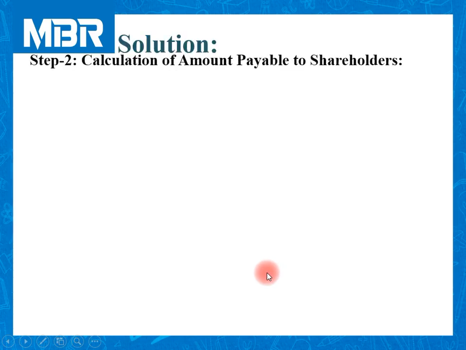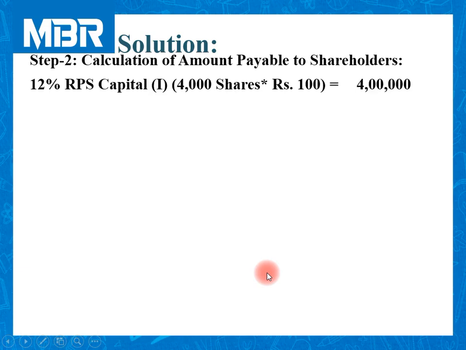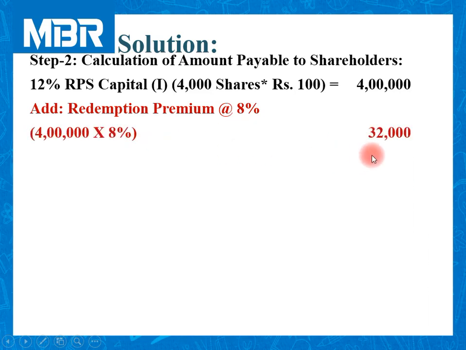Second, we need to calculate the amount payable to RPS holders. Let us start the calculation with 12% RPS capital. 4,000 shares are there, multiplied by 100 rupees face value. 4,000 multiplied by 100 equals 4 lakhs, plus RPS redemption premium as mentioned by the examiner in additional information. It is 8%, so 4 lakhs multiplied by 8% equals 32,000.